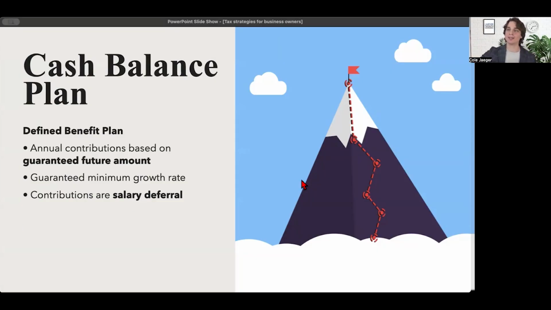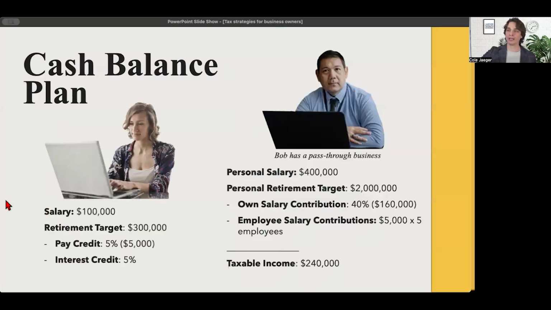What you need to know is that a future amount is guaranteed for each employee in the plan at retirement, and there's basically annual checkpoints along the way to make sure they get there. That's why I included this little mountain image to help you visualize that. That's how I like to think about it. So here is what the cash balance plan looks like in action.